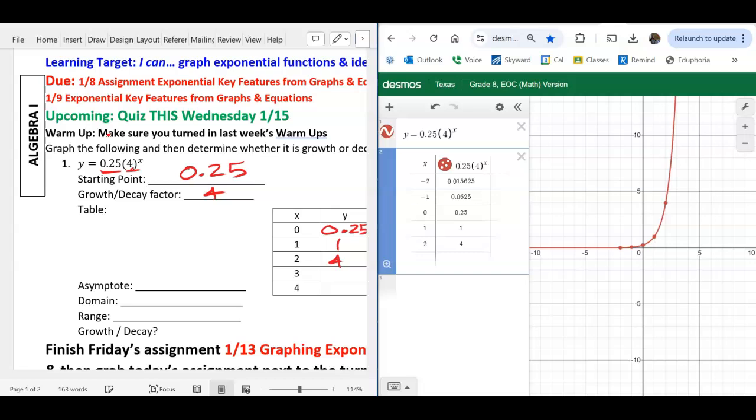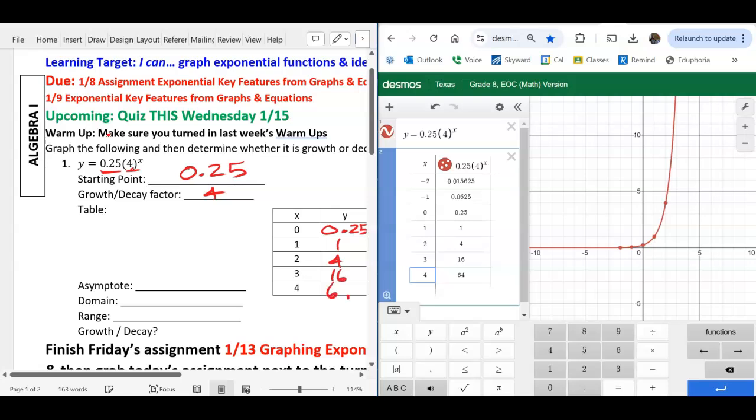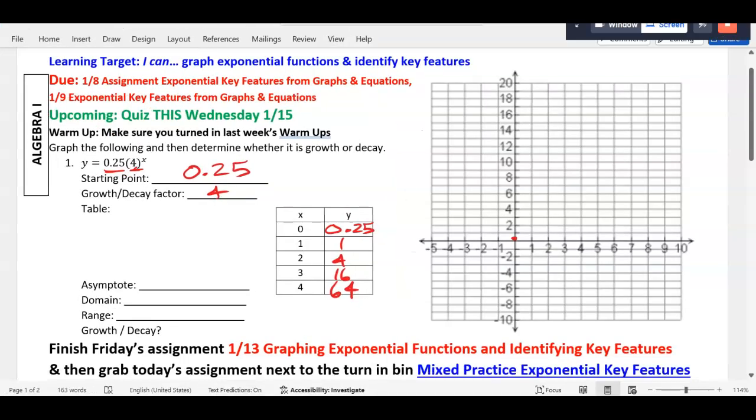And then for 3 and 4, I need to type it in. So there's 3 here, 4 here. So I get what? 16, 64. So I see what the graph should look like. I get my table doing gear table. And now I can plot those points on a graph. So 1, 1, 2, 4, 3, 16. And then 4, 64 is too far off the graph.